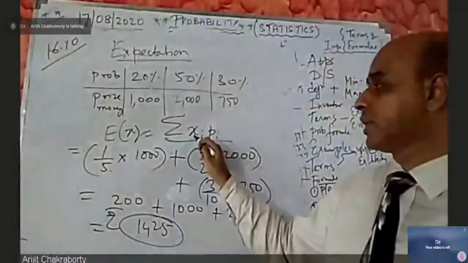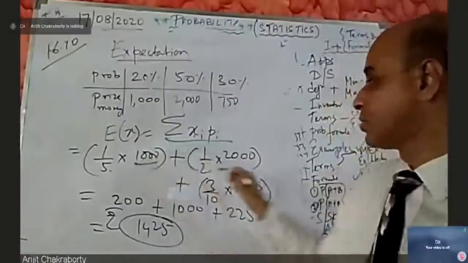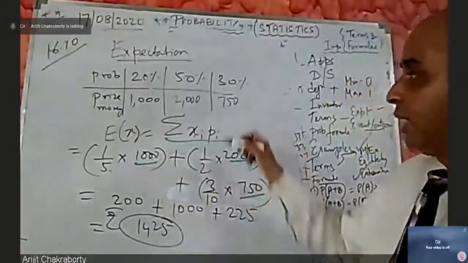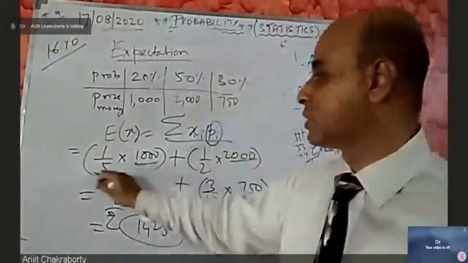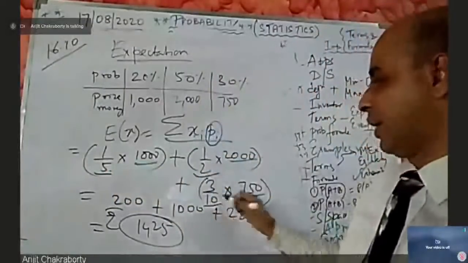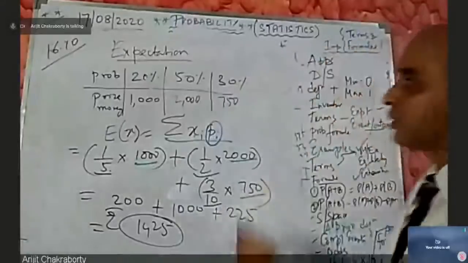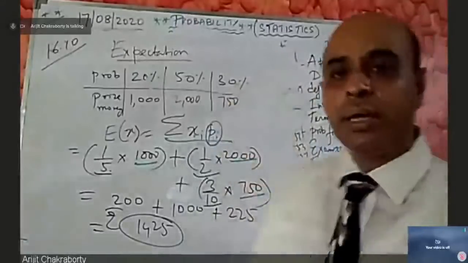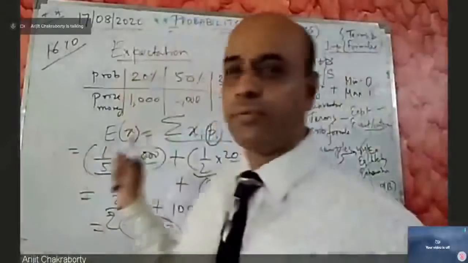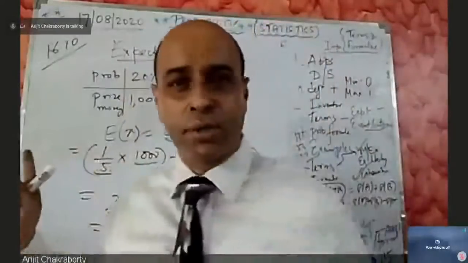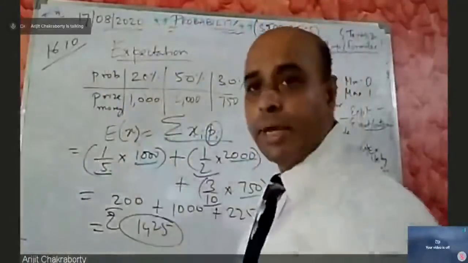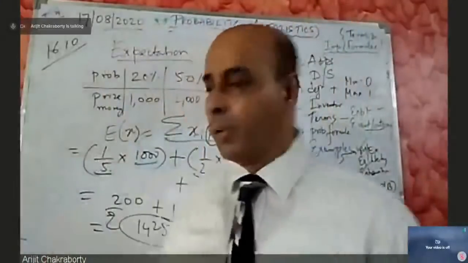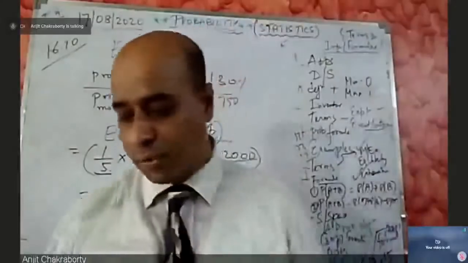Of course, this is my total mathematical expectation shown by the formula sigma XiPi, where X is the value 1000, 2000, 750. P is the probability. P is 1/5, half and 3 by 10. So this is called the mathematical expectation. Please keep a note of this particular formula, mathematical expectation. So this is expected value of a random variable, and this is how we arrive at the formula.